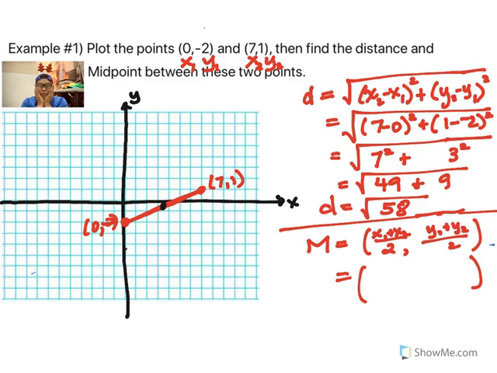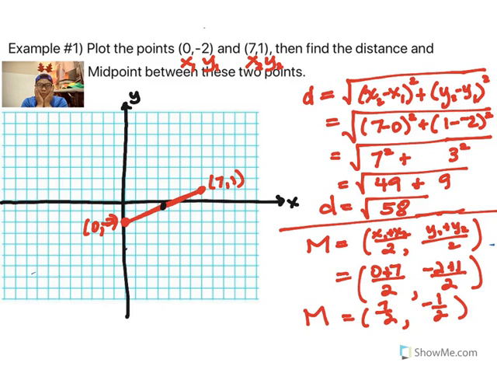So x1 plus x2 is 0 plus 7. Divide that by 2. -2 plus 1, divide that by 2. You've got 7 over 2, -1 over 2. You can keep it like this, and that does make sense. Or, if you wanted to turn it into decimals, 7 over 2 is 3.5, and -1/2 is -0.5. And you can see that seems correct. See, this point does look like 3.5, -0.5. Okay, so that's the distance formula and the midpoint formula.